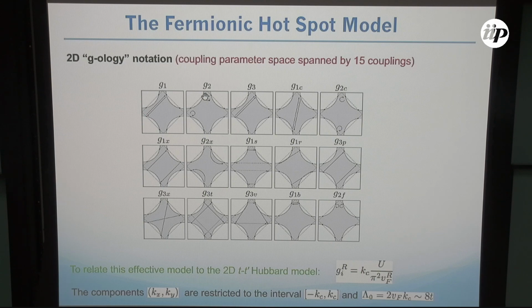Also, we have to parameterize the interactions among all the hotspots. So we do this, and we have many couplings here. To relate this effective model to the 2D Hubbard model, we must impose that initially the couplings are proportional to the local interaction U. Even though this holds initially, you're going to see that as one renormalizes the model, these couplings will flow to different values. And of course, we have to impose also an ultraviolet cutoff, and this is standard.